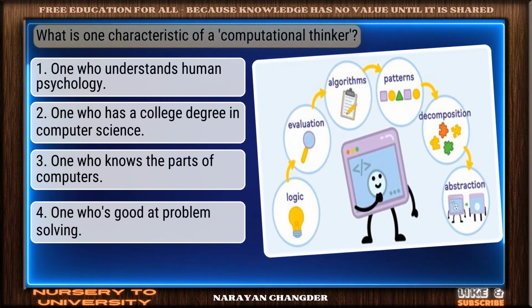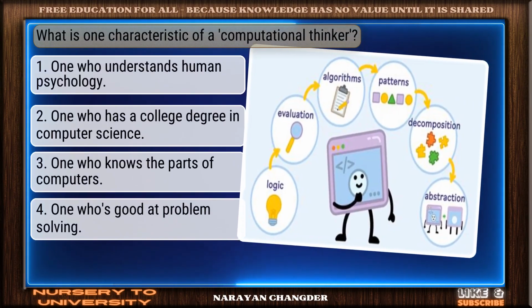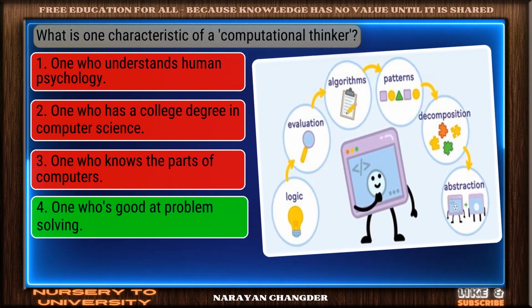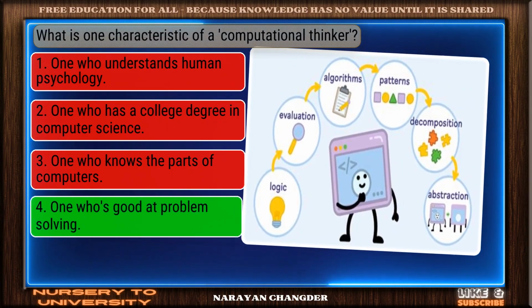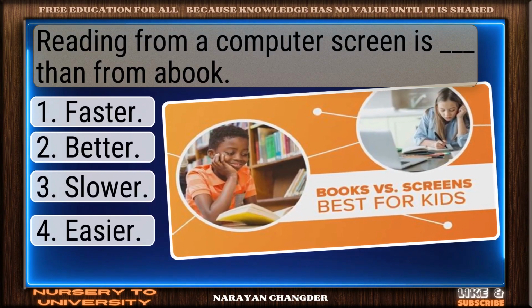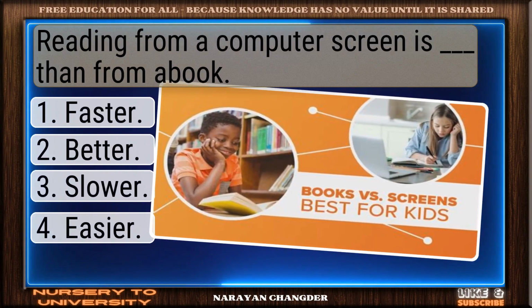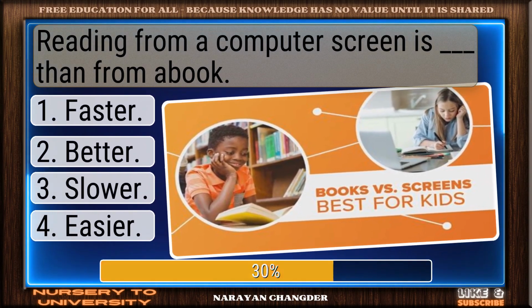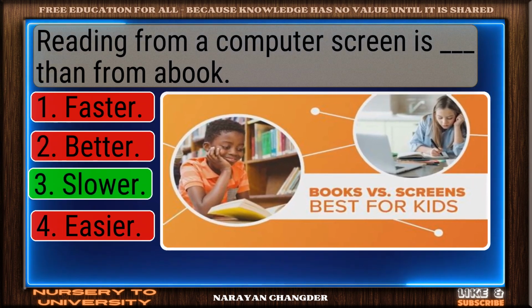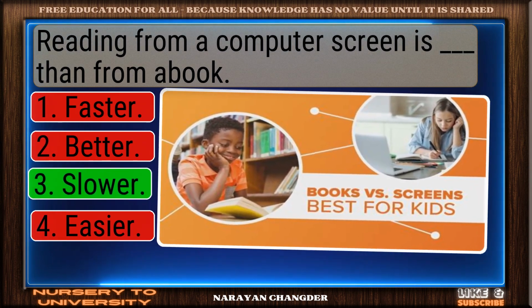Question number 41. What is one characteristic of a computational thinker? Right again. One who's good at problem solving is a valid answer. Question number 42. Reading from a computer screen is dash than from a book. Strong choice. Slower is the right answer.